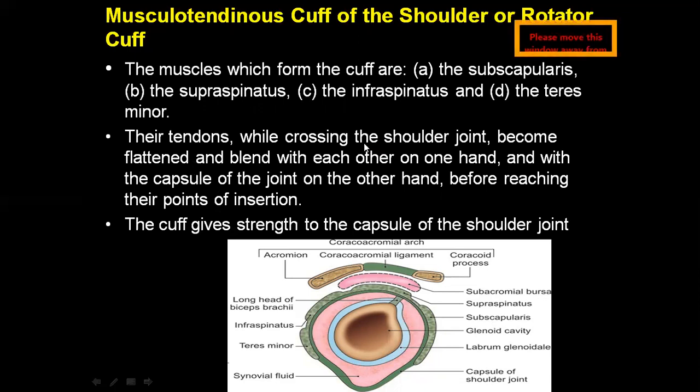Okay, so the tendons, while crossing the shoulder joint, become flattened. See, this green in color inside is the capsule of the shoulder joint. Over the capsule, you find the tendons of the SITS muscles flattened so that they give extra support to the shoulder joint. Because the shoulder joint as such is structurally weak, since the glenoid cavity is comparatively shallow and the head of the humerus is quite big. To hold the head of the humerus in the glenoid cavity, so many extra supports are developed naturally. So the cuff gives strength to the capsule of the shoulder joint.